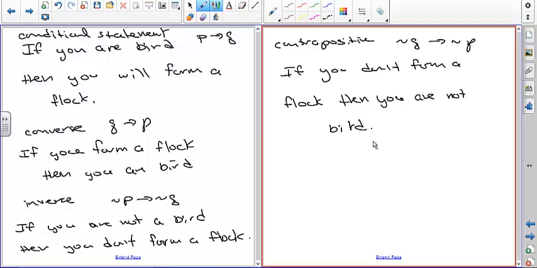So if you are like a school of fish, you're not a bird. Okay, that's true. So anyway, that's kind of the way you go about this. Just be able to take an if-then statement or something that can be converted into an if-then statement and be able to write the converse, the inverse, and the contrapositive.